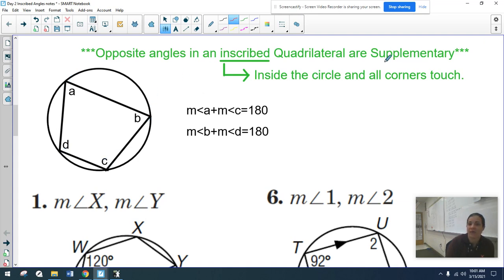And it's saying the opposite ones are supplementary. So that just means the measure of angle A and C add up to 180, and the measure of B and D also add up to 180. So that's just one of those postulates, one of those things you need to know.